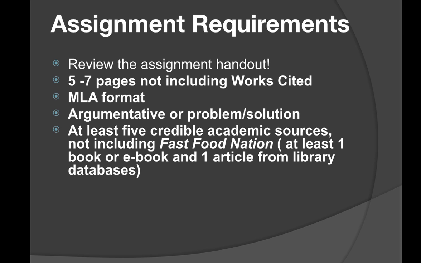You'll need to use at least 5 credible academic sources. You're welcome to use Fast Food Nation. It's just not going to count as one of the 5. The 5 sources need to be things that you found on your own. One needs to be a book, either the old-fashioned paper kind or an ebook, and 1 article from the library databases, which I think you'll probably have more than 1 article. And when I'm looking for good sources, make sure they're sources of substance, not just half a page. We are looking for things that really delve deeply into your topic.